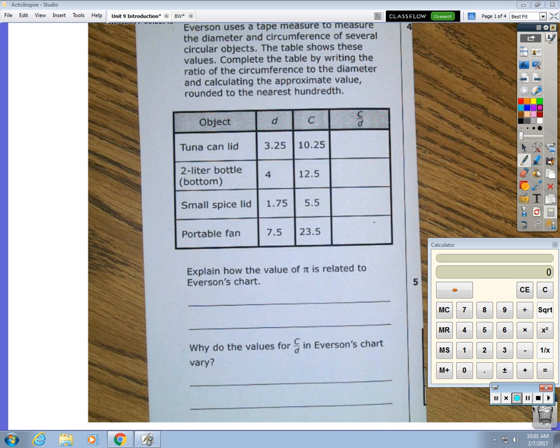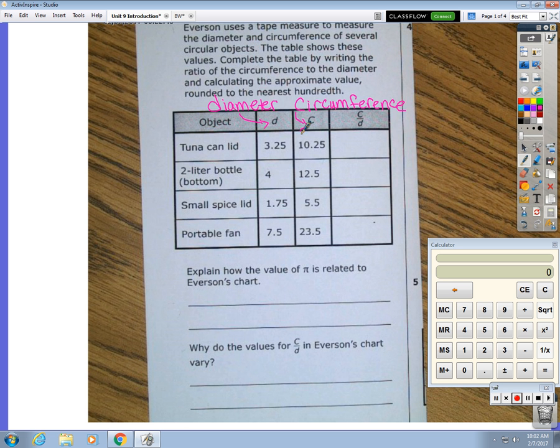We have a tuna lid, 2-liter bottle, small spice lid, and our portable fan. And we have D and we have C. What's D representing? Diameter. If you want to write that right up here so you remember, you can. Okay, so the D is the diameter. And what's the C representing? Circumference. And then circumference divided by diameter. Okay, so C is our circumference.